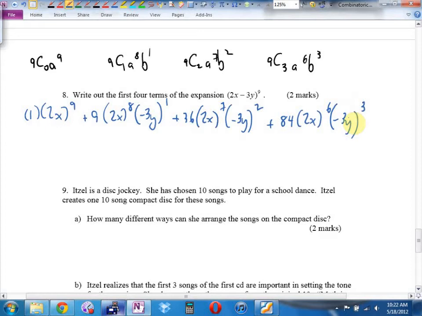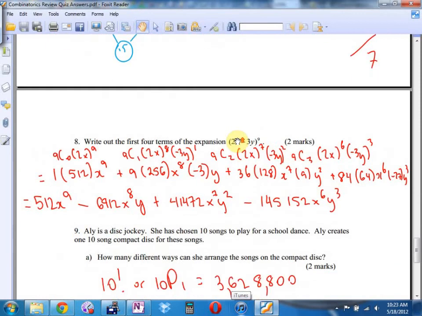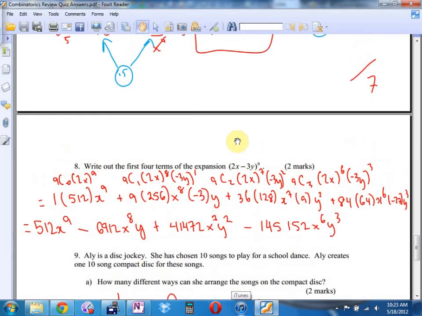Okay. Then I carefully multiplied this out. I got 1 times 2 to the 9th, and the x to the 9th dropped down. I got 9 times 2 to the 8th times negative 3 to the 1, and then the x. You know what? I got this. 512 x to the 9th minus 6,912 x to the 8th y plus 41,472 x to the 7th y squared minus 145,152 x to the 6th y cubed.